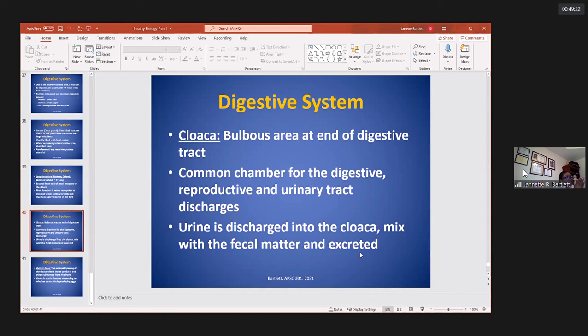Has anybody ever actually looked at chicken droppings? It looks like it has this little white stuff on it. What do you think that little white stuff is? It actually is part of the excretory process after the end of digestion occurs. So that little white stuff that you see on the feces of the chicken is actually uric acid. That comes out along with the feces.